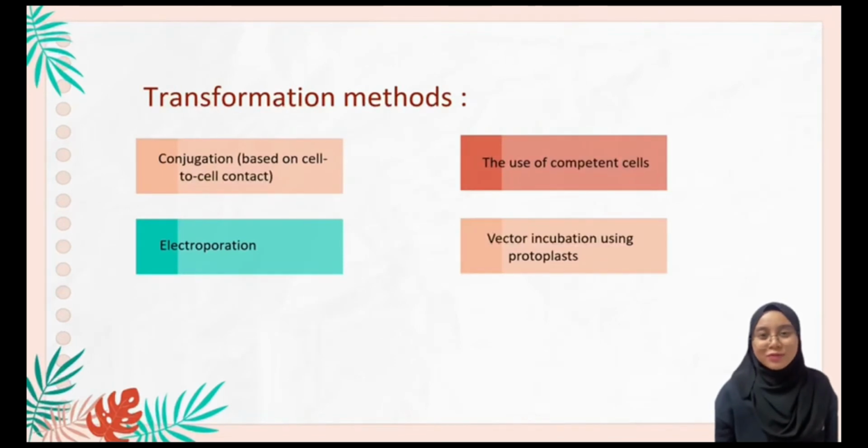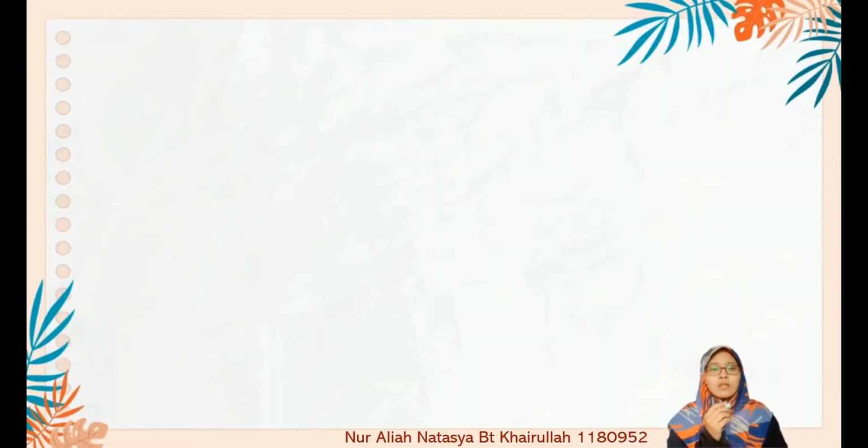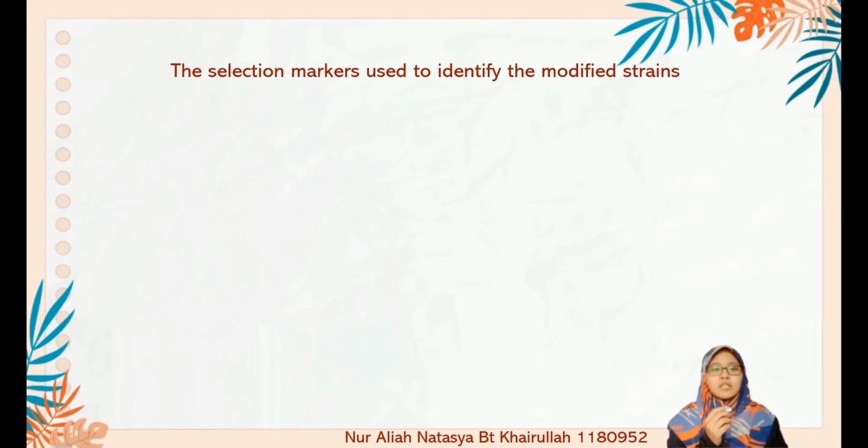To transfer those expression vectors into the host organism, we can use any transformation method, such as conjugation, electroporation, the use of competent cells, and vector incubation using protoplast. Lastly, the selection marker is used to identify the modified strain.